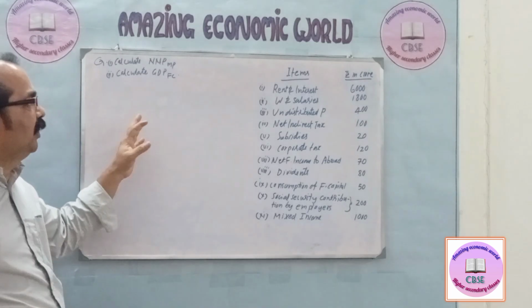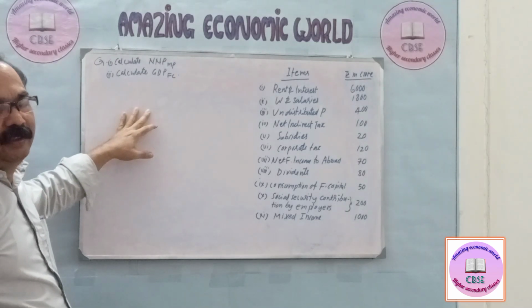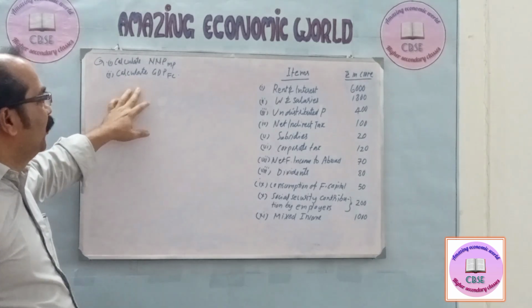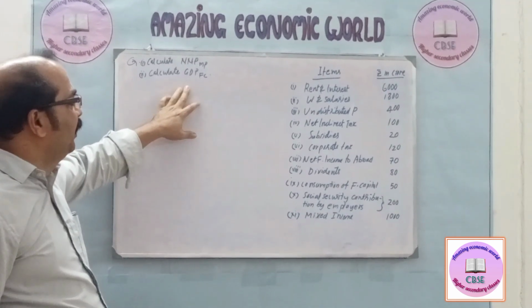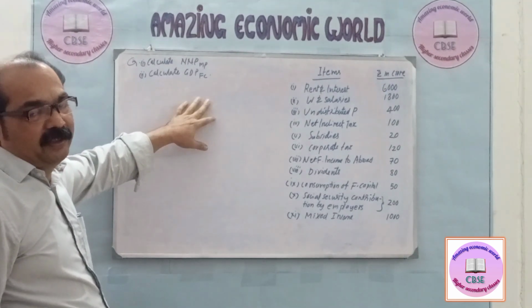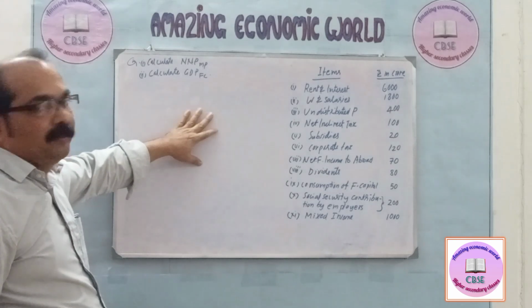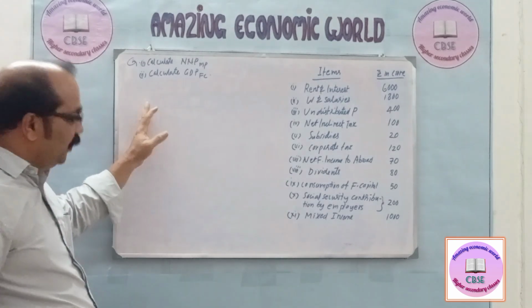Today we are going to learn the numerical side, that is calculation of national product and GDP FC. This is from the chapter National Income. Okay, let's proceed.